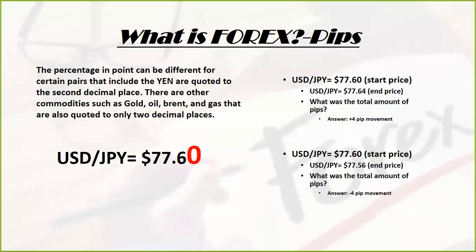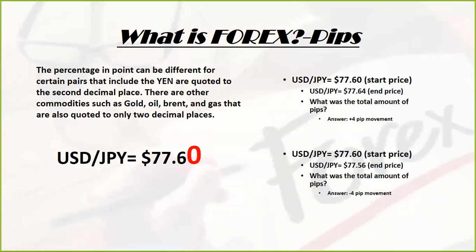But if you come here to the Japanese yen, you see that's only quoted to the 2nd decimal, right? So that's the thing. All pairs, you guys might want to write this down, all pairs that include the Japanese yen will be quoted to the 2nd decimal. Also, other currency and commodities that are counted the same way, to the 2nd decimal point, would include gold, oil, Brent, and gas. So they are also quoted to the 2nd decimal place.